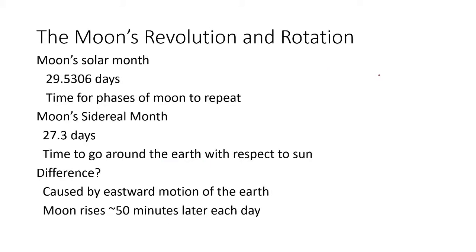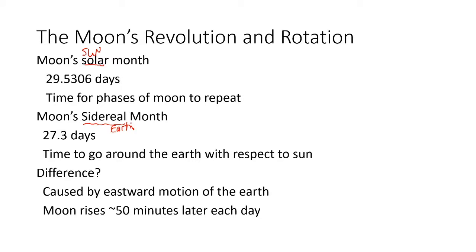So the moon's solar month is about 29.5 days. That's the time for the phases of the moon to repeat. But the moon's sidereal month, so remember, solar has to do with the sun. Now in this case, sidereal has to do with the Earth. We're using the Earth as the reference, not the sun. Is 27.3 days. That's the time it takes to go around the Earth with respect to the sun.